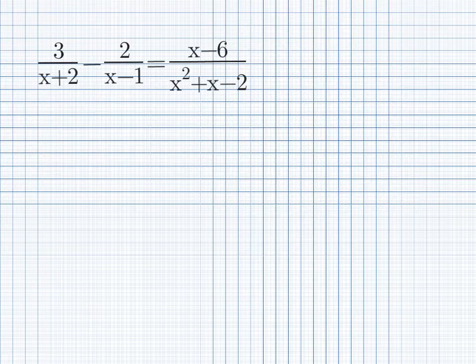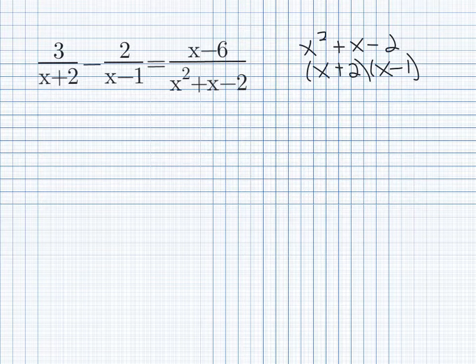Because this equation involves rational expressions, the first thing we need to do is figure out what the least common denominator is for the equation. So we see on the left-hand side denominators of x plus 2 and x subtract 1. And if we look at the right-hand side and we factor x squared plus x subtract 2, we see that that factors as x plus 2 times x subtract 1. So the product of those two binomials is our least common denominator.